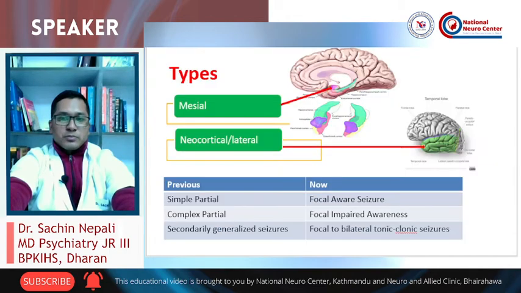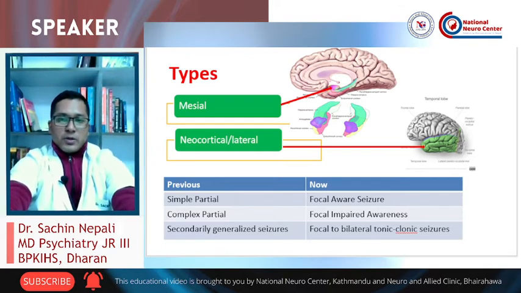What are the types of temporal lobe epilepsy? One is according to the anatomical location. This is the mesial temporal lobe epilepsy, that means the seizure originating from the medial side of the temporal lobe. And another is the neocortical, which is also known as lateral temporal lobe epilepsy. That means the seizure is originating from the lateral side of the lobe.